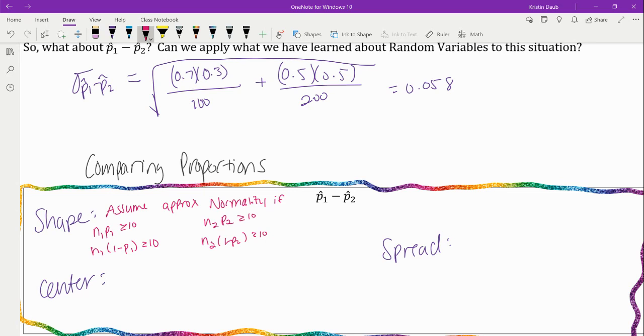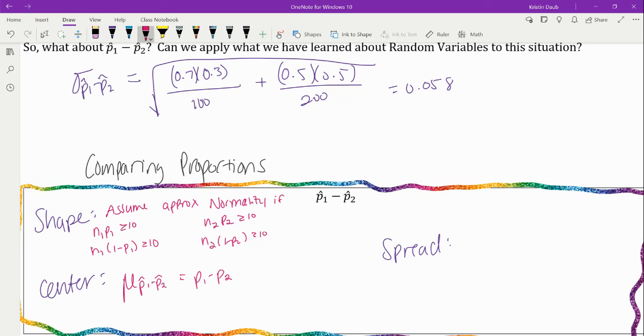In order to find my center, this would be mu of P1 hat minus P2 hat. And all we have to do is take P1 minus P2. We took 0.7 minus 0.5 up above. We got approximately 0.2 as my center. This will work for this one as well.